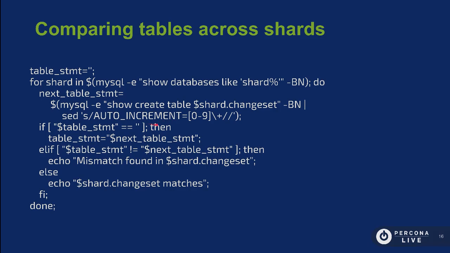So you can use sed to basically remove the auto increment field, and then it will in turn do a comparison as it's rolling through this loop to see if any of them are different or not. And if it does find that one table is not the same as the next shard's table, it'll tell you that there was a mismatch, and otherwise it'll say there was a match.